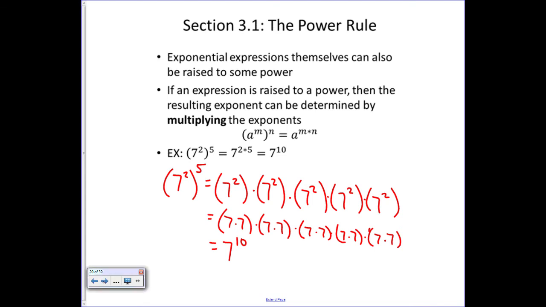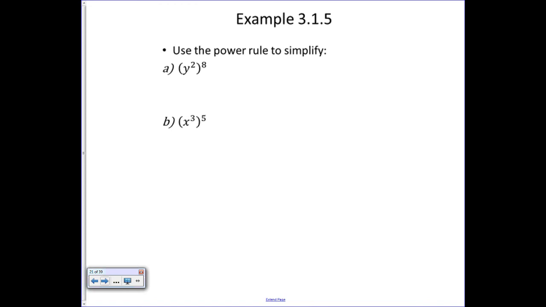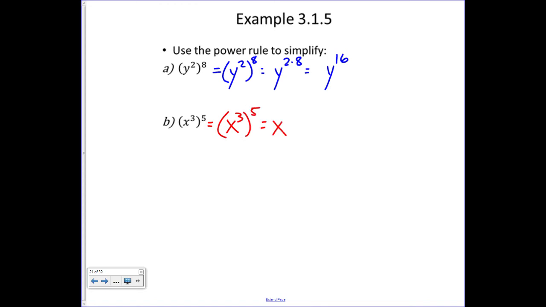So let's practice this. When you use the power rule to simplify, we've got y squared to the 8th power. Well, y squared to the 8th power is the same thing as y to the 2 times 8, because we multiply the exponents. And that gives us y to the 16th. Same thing here. We have x cubed to the 5th power. Well, that's x to the 3 times 5, or x to the 15th. So when you raise a power to a power, you multiply the exponents.